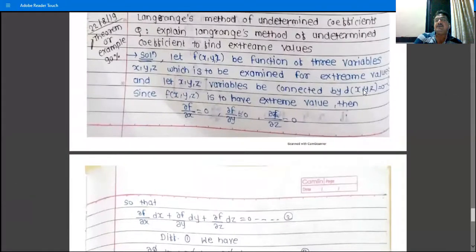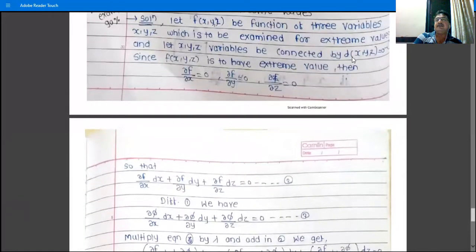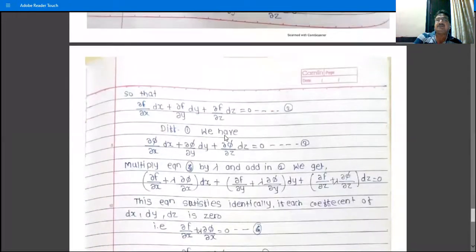This is equation number 1. Phi xyz is equal to 0. The given condition is equation number 1. Then differentiate 1 with respect to x. What is the equation? Phi xyz is equal to 0.